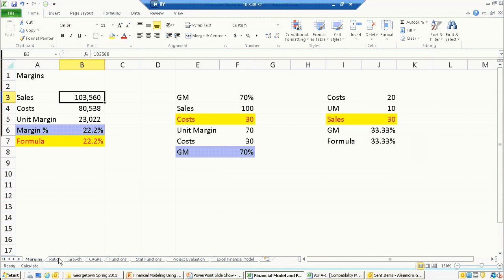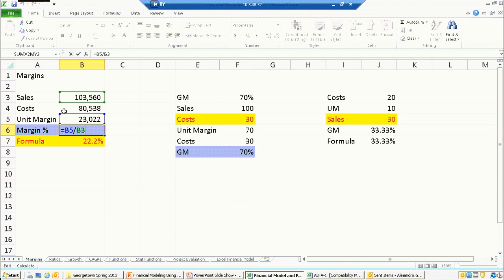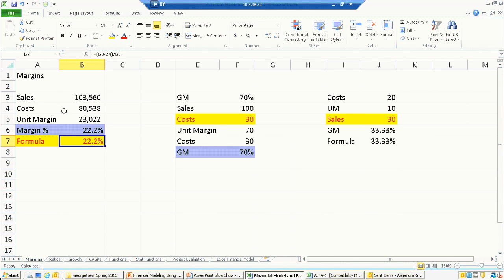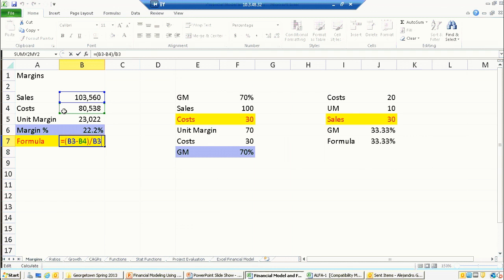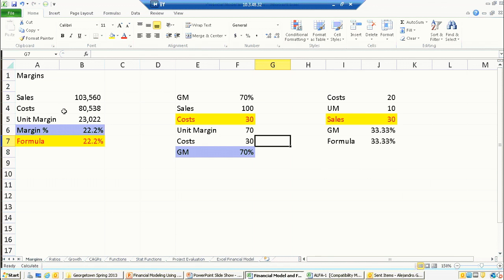So if you go to that file, to the margins tab, what I'm doing here is just a basic calculation, just assuming figures. Revenues 103, costs 80. The unit margin is the difference between sales and costs, so the margin would be the unit or the contribution margin divided by sales or revenues. And if you want to use the formula, it's simply sales minus costs divided by sales. So that's your margin.